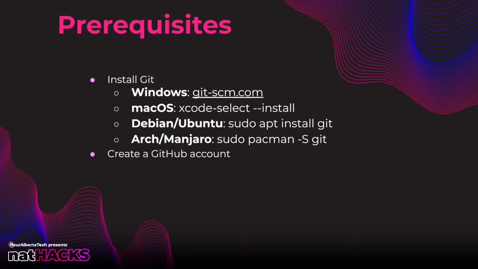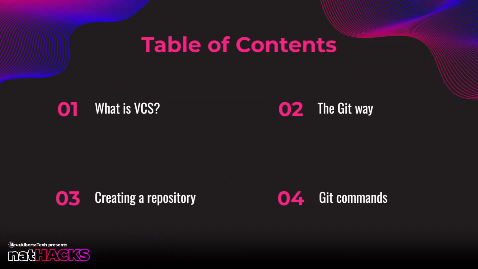Another prerequisite is a GitHub account. You just head over to github.com, hit sign up, and it should be, I don't know, like 3 minutes for your sign up. I'm going to assume those things are done, and I'm just going to move ahead. All right, the content. What we're going to cover is, first of all, what is a version control system? Then we're going to go into how Git does version control. Next, we're going to go into creating a repository. And finally, we're going to go over a couple of Git commands.